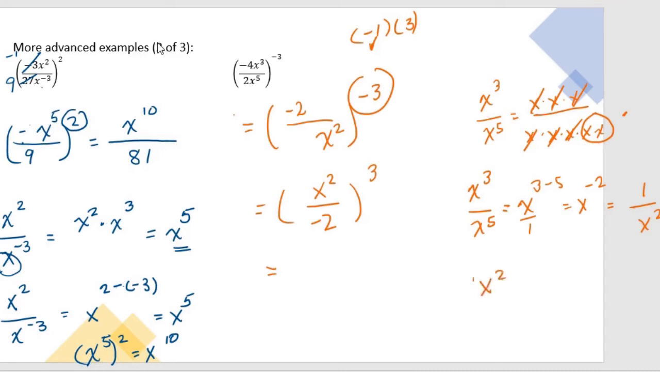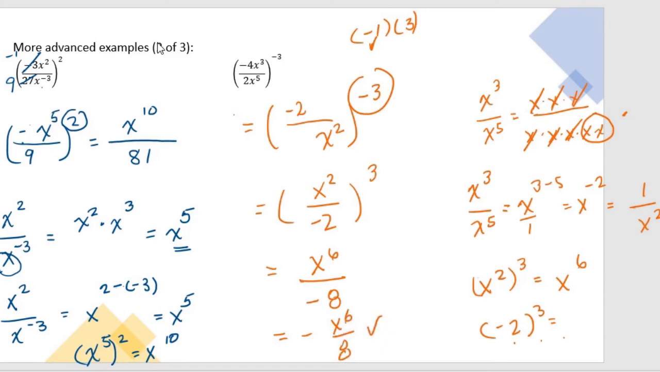All right, so now we have x to the power of 2, and we'll raise that to the power of 3. It gives us x to the power of 6. And then (-2) to the power of 3 is, of course, -2 times -2 times -2, and we get -8. Again, if you write this as -x^6 over 8, x^6 over -8, or -(x^6/8), those all mean the same thing. So this is probably the tidiest way to write that answer.